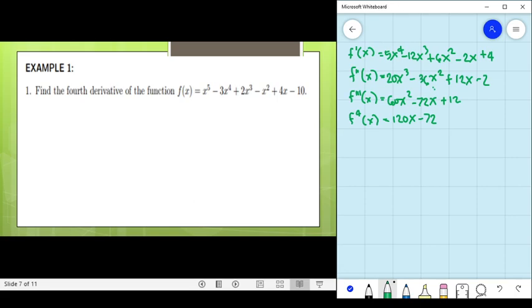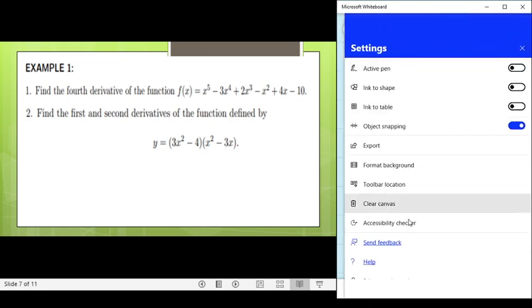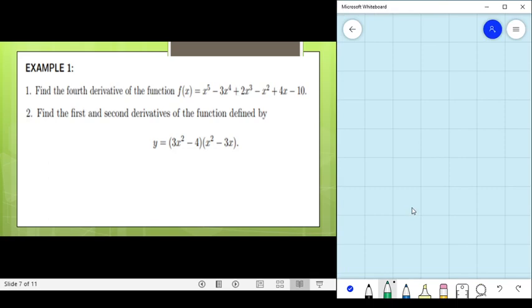So let's proceed now to number 2. Number 2 is finding the first and second derivative of the given y equals quantity 3x squared minus 4 times quantity x squared minus 3x. Okay, so there are two cases that might happen in finding the first and second derivative. First, we are going to apply the product rule.